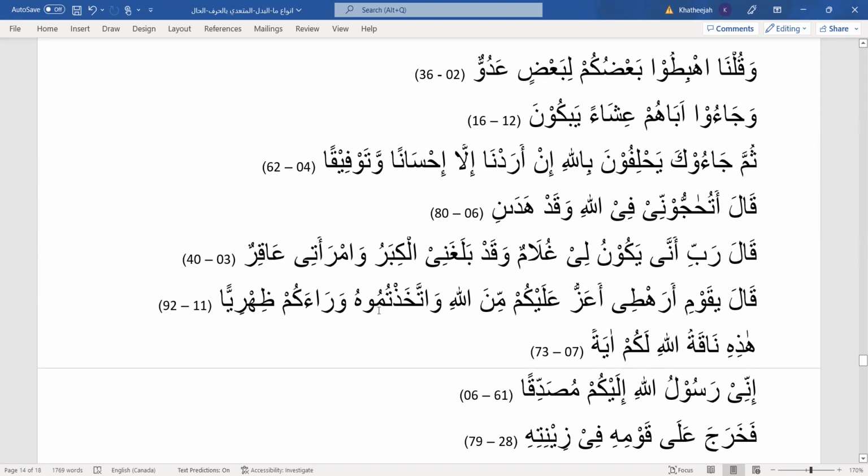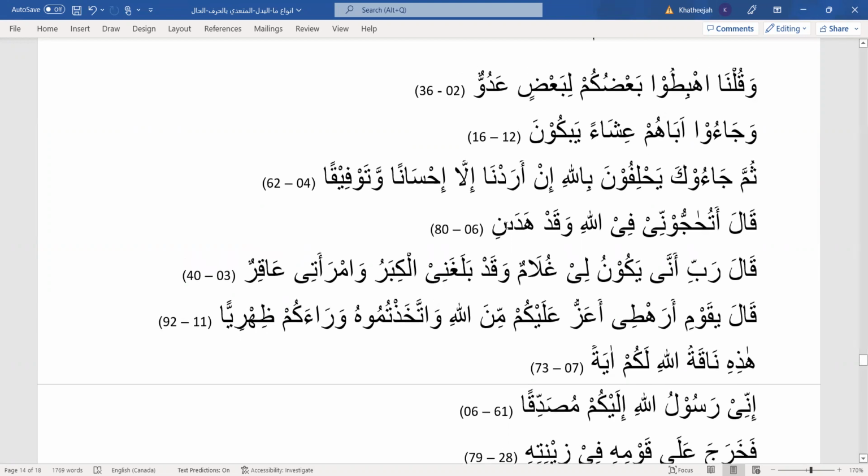Now you see, واتخذتموه وراءكم ظهريا. This is a jumla which is used as hal. So it's a jumla haliya. And you see al-fi'l al-madi is used. But where is qad here? I don't see qad. So the rabit is incomplete. Waw is there, but qad is not there. So this also happens. Like in jumla ismiya, when it is used as hal, sometimes the rabit is missing.